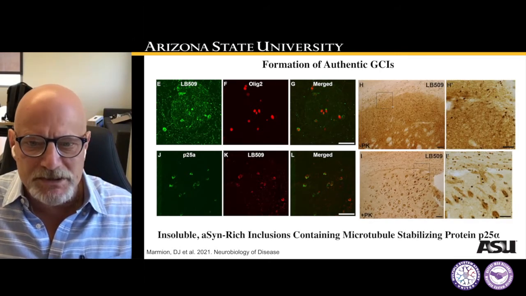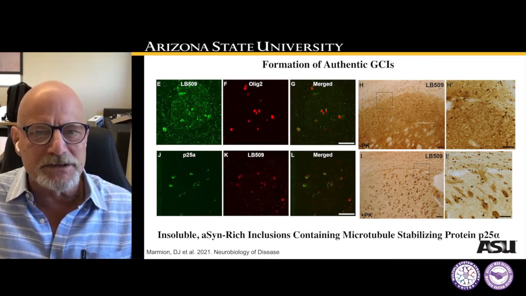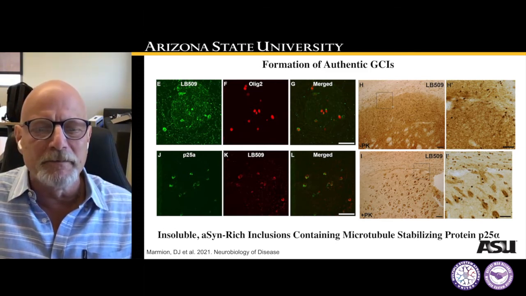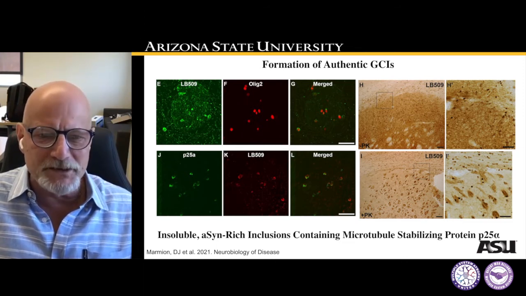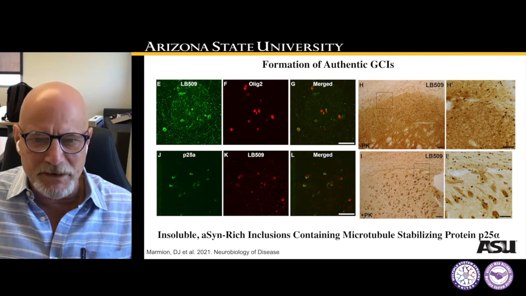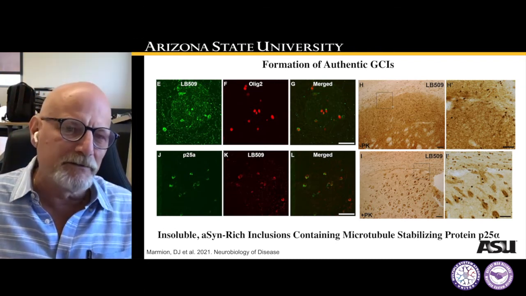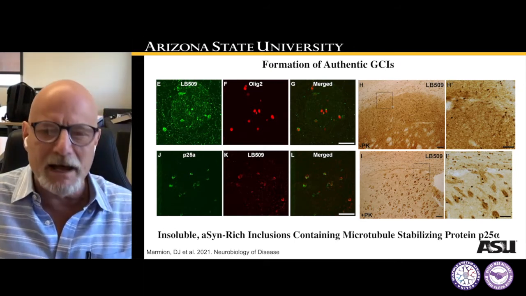And then you can just see here staining for LB509, especially in the areas of the corpus callosum and white matter bundles. You can see the robust number and neuropil of oligodendroglial cells that are now transformed to have alpha-synuclein. And some of these are proteinase K resistant, but some are not. And that tells you that these are authentic GCIs that are true aggregates of oligodendroglial cells and alpha-synuclein.